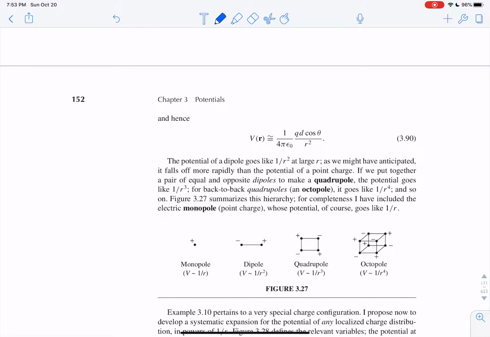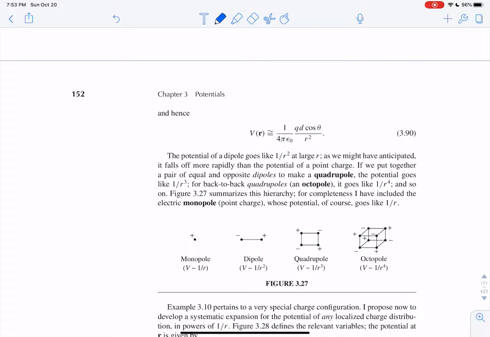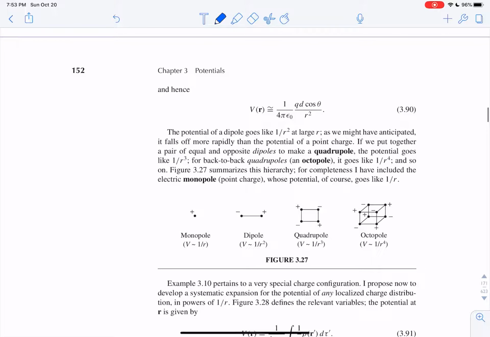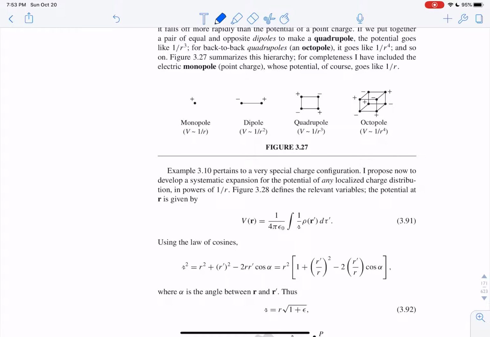So the potential of a dipole, which is what we just solved, goes like 1 over r squared instead of 1 over r. Okay, so it falls off a little more rapidly than a point charge. If we put together the pair of them and we make a quadrupole or an octupole, we get just increasing orders of r. So we have 1 over r for a monopole, 1 over r squared for a dipole, 1 over r cubed for a quadrupole, and 1 over r to the 4th power for an octupole. Okay, as we keep going more and more, we get the monopole term, the dipole term, the quadrupole term, and so on.